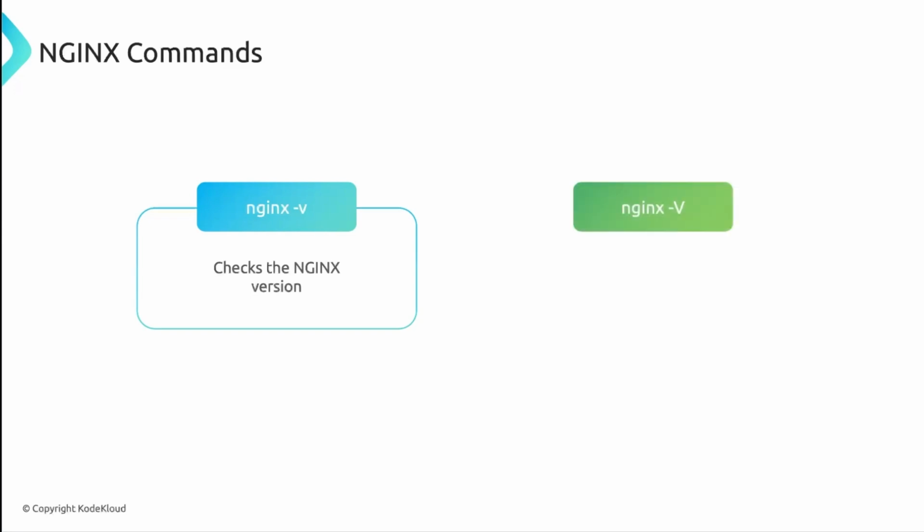And then you have nginx -V, and this provides the detailed build of all your configuration. So this will give you all the modules that are currently installed. It'll give you the version of NGINX. It has much more detail in the output than nginx -v, which just gives you the version.